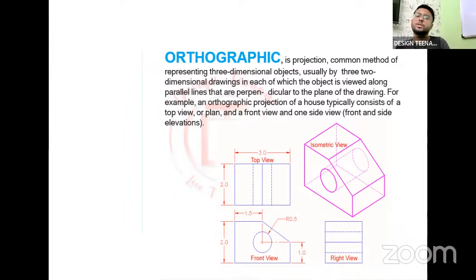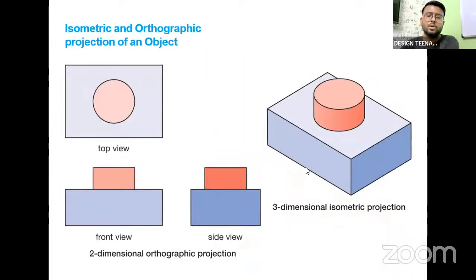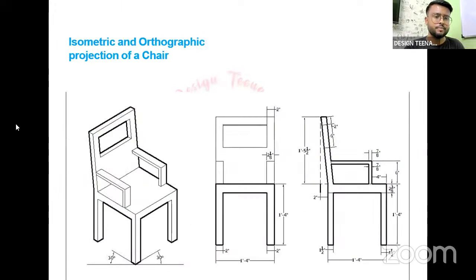So orthographic projection is very simple to understand. Don't go into this text. If you see an isometric structure, the 3 surfaces which you can see, 2 elevations and 1 plan, those 3 surfaces are known as your orthographic projections. I hope it's pretty clear. Let's move ahead to see some of the structures. So this is how it will look in isometric. The top view, front view, side view. This is how it will be as a 2-dimensional orthographic projection.